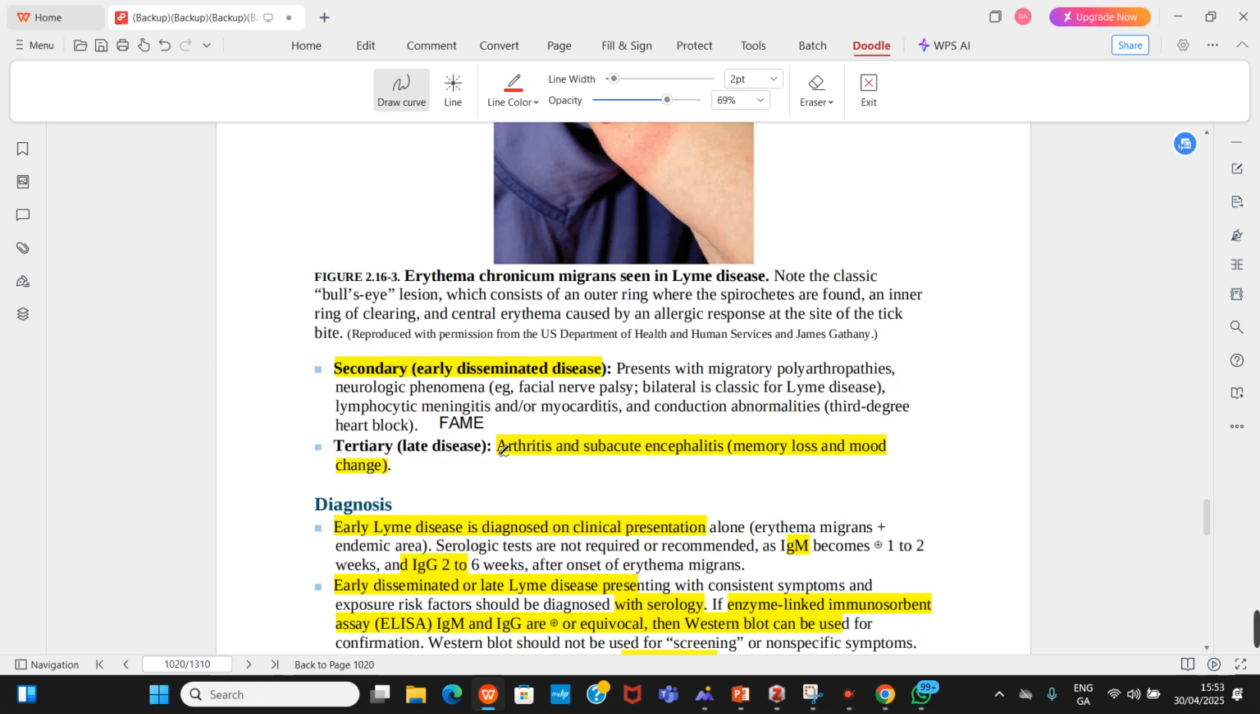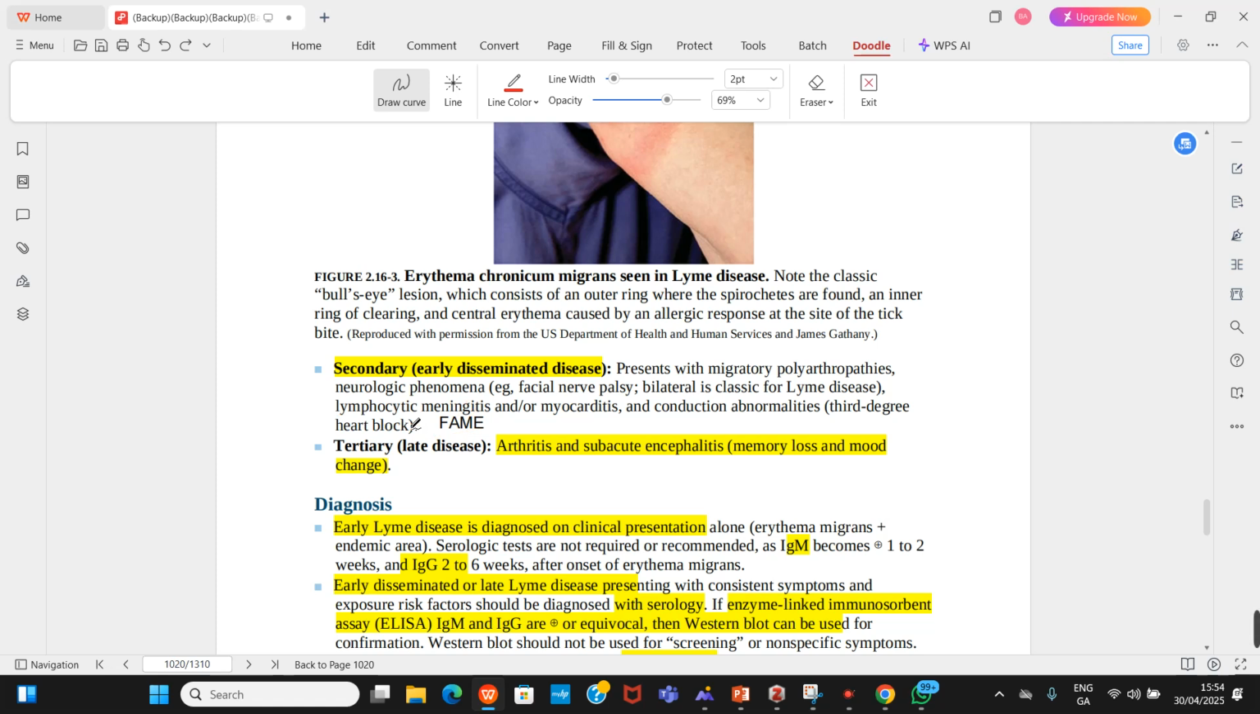What happens? So that brings us to the concept of FAME. So they start having facial nerve palsy. That's going to be secondary or the early disseminated disease. So they can have bilateral facial nerve palsy. They can have arthralgia, which is the A. They can have meningitis, myocarditis. Mind you, the meningitis is going to be what? Lymphocytic, USMLE. Don't forget that. Lymphocytic meningitis. So they show us the CSF analysis.